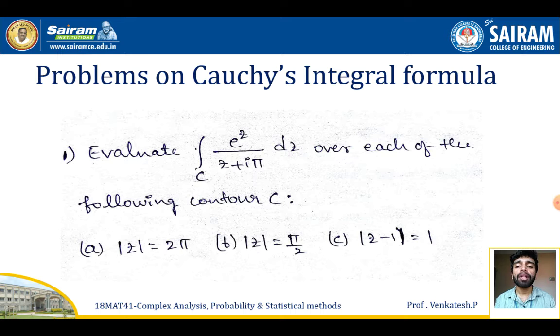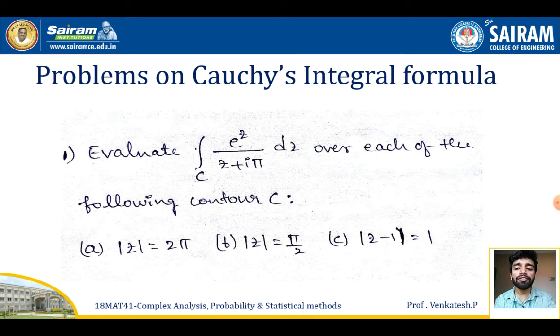The first one is: evaluate the integral over the contour C of e power z by z plus i pi dz over each of the following contours C. The first contour is modulus of z is equal to 2 pi. The second contour is modulus of z is equal to pi by 2. The third contour is modulus of z minus 1 is equal to 1.